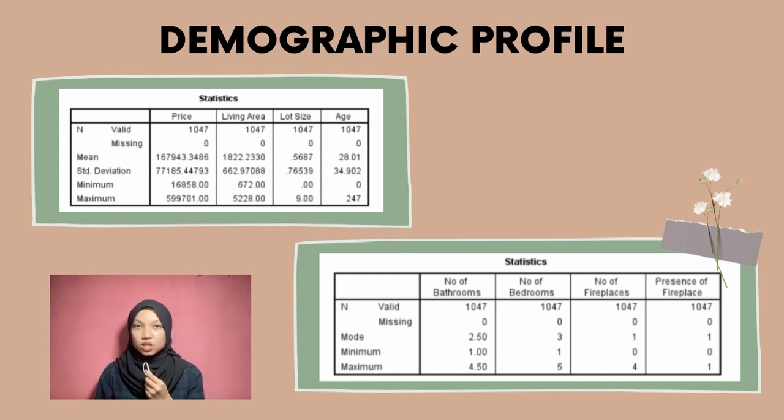599701. The mean size of living area is 1822.23 square feet. The standard deviation is 662.97 square feet. The minimum size is 672 square feet and the maximum is 5228 square feet.